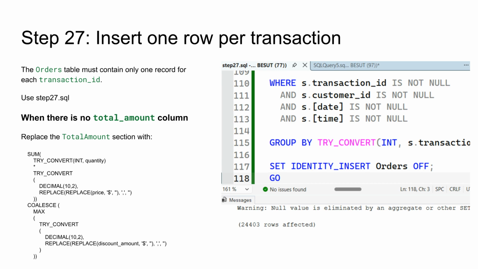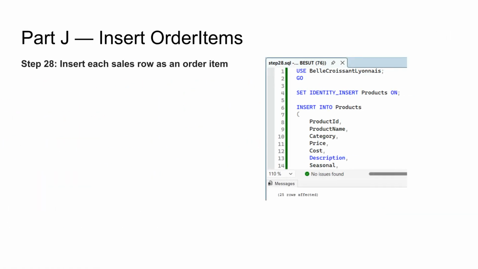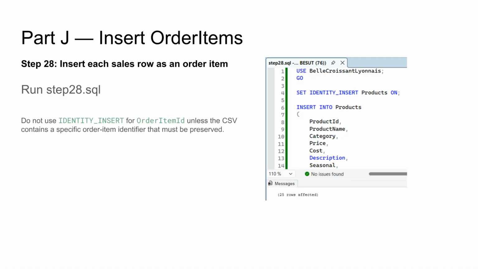Step 27 ensures each transaction has only one record in the orders table. If your data lacks a total_amount column, use the provided script to aggregate the necessary values. In step 28, we insert each sales row as an individual order item using the provided script. Remember, avoid using IDENTITY_INSERT unless you have specific identifiers to preserve.